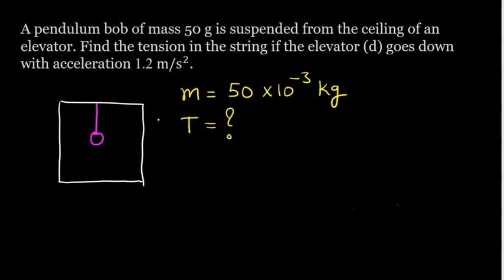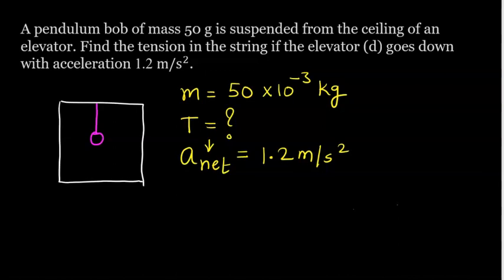So let's do the D part of this question. It goes down with the acceleration of 1.2 meter per second square. So the net acceleration is downwards. So I am writing this downward arrow over here. So this is 1.2 meter per second square. This is the downward acceleration.